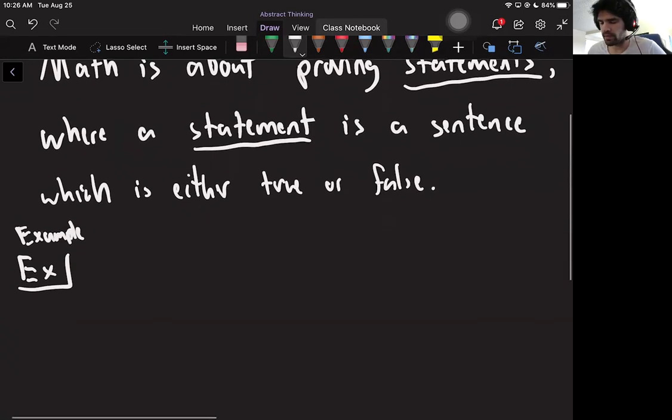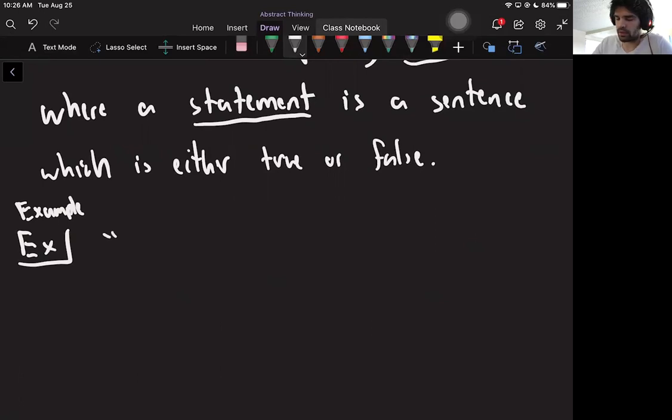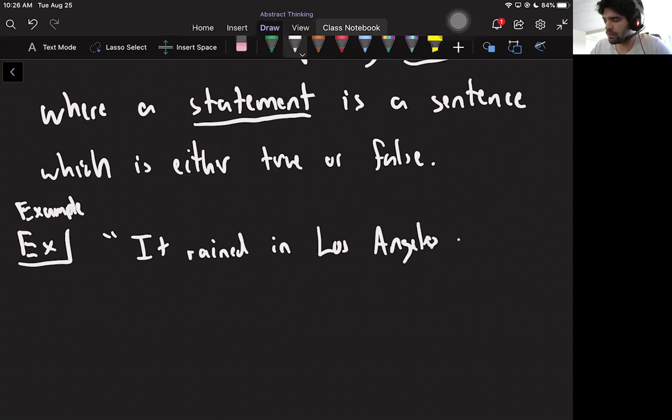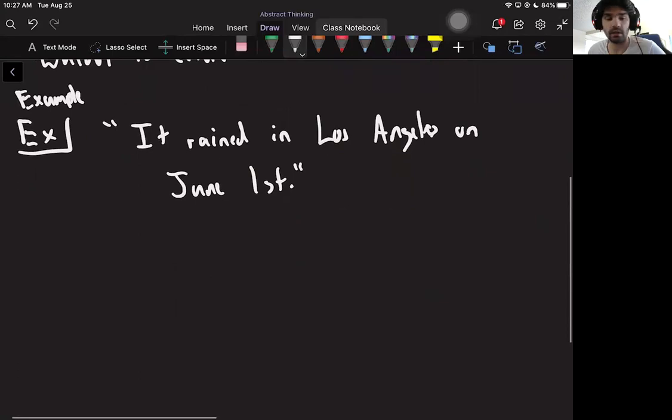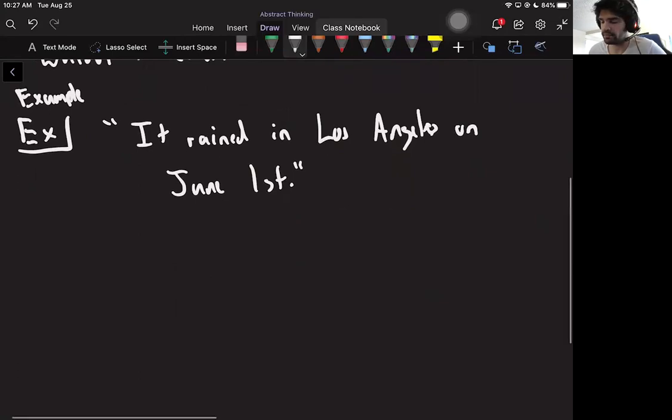Okay, so here I'm giving you an example of a statement. And I'll put it in quotes to separate the statement from the explanation, but that's not English. "It rained in Los Angeles on June 1st." So this is a statement because it's either true or false. It happened or it didn't happen. There's no ambiguity about that. It's not a very mathy statement.